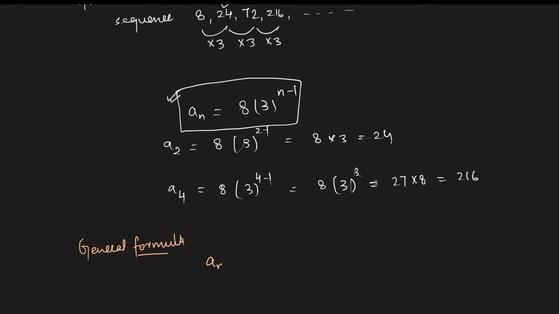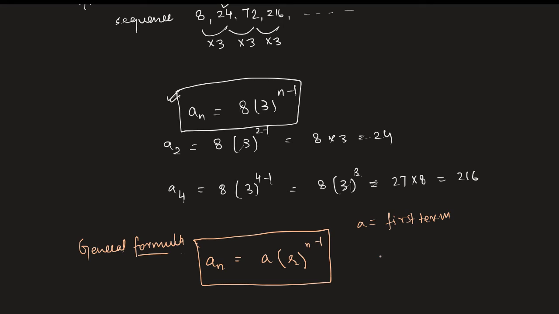So if you observe an, what is 8 over here? First term a. What is 3 over here? The common ratio r, to the power n minus 1. So this is the general formula in any given GP series. So a is the first term, and r is the common ratio, n minus 1 means number of terms minus 1. Okay, so I can write it down there. a is the first term, r is the common ratio, and n is the number of terms.